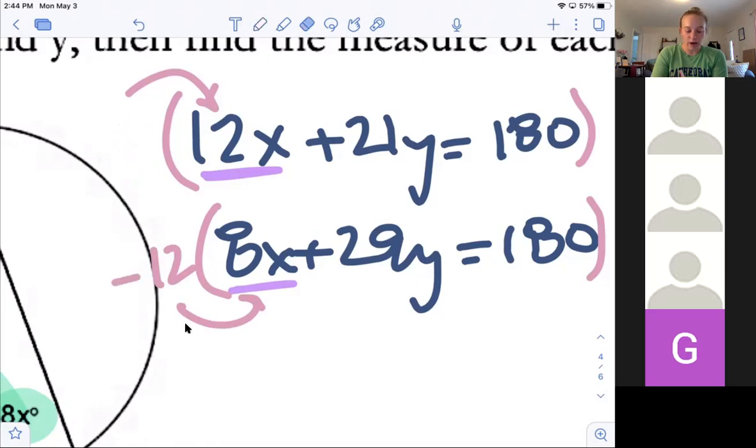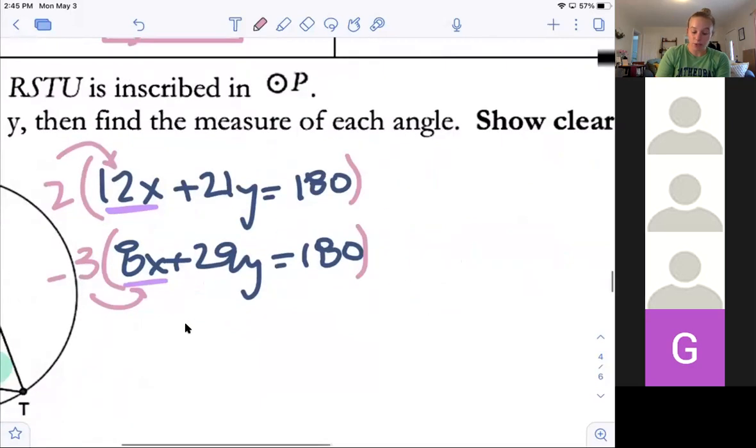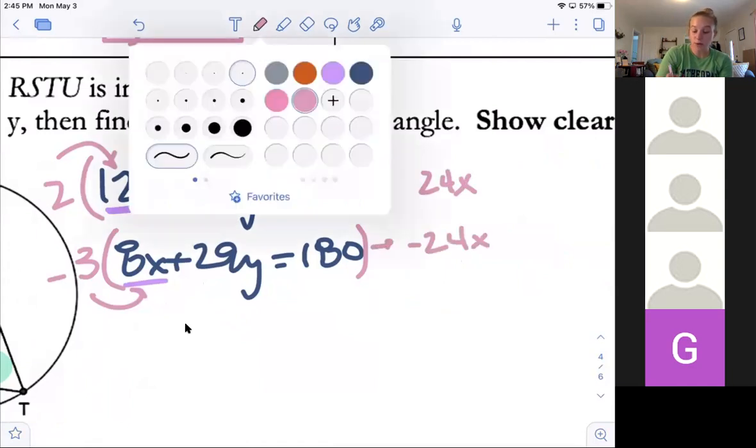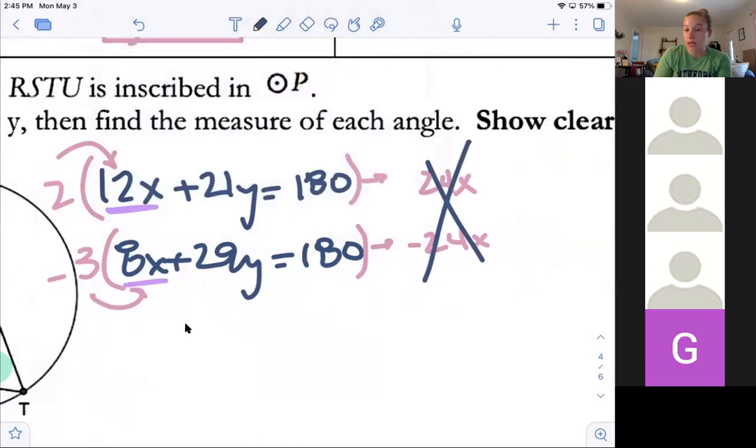However, I don't want to use 8 and 12, because I want to do smaller numbers in case I mess up. I feel like there's a lot of room for error. Instead, what if I did 2? 12 times 2 is 24. Well, can I multiply 8 by something to get 24? Yeah, right? 8 times 3 is going to be 24. So 2 times 12 is 24x, and then negative 3 times 8x is negative 24x. And when I do positive 24 minus 24, those two cancel each other out.